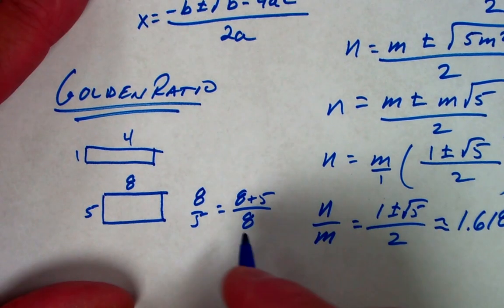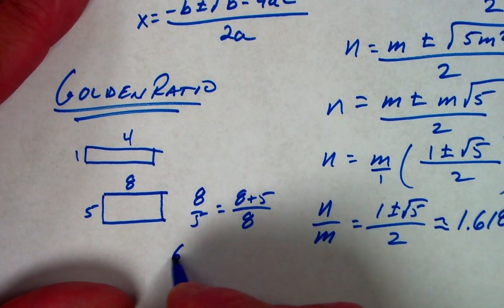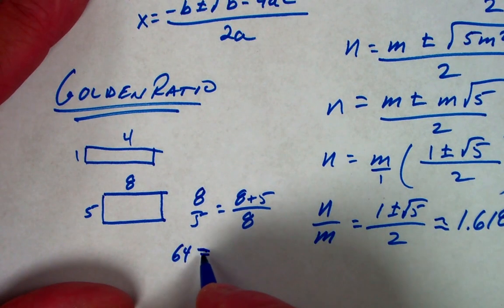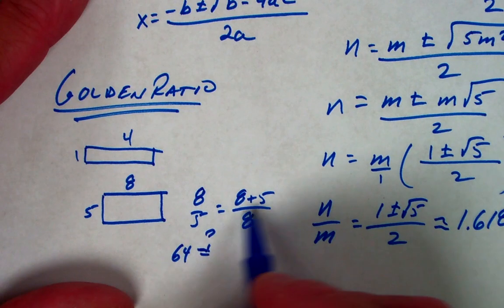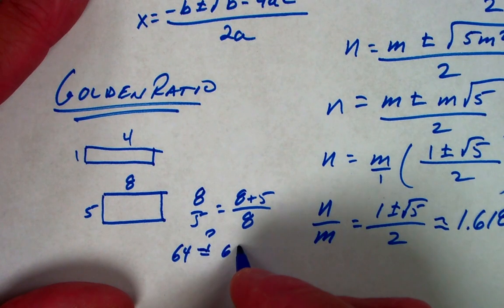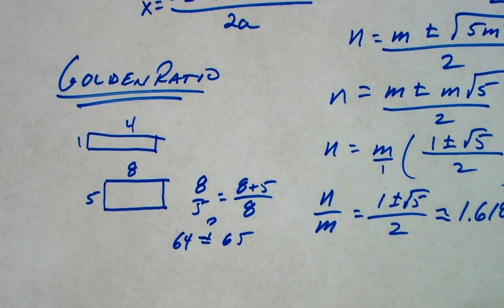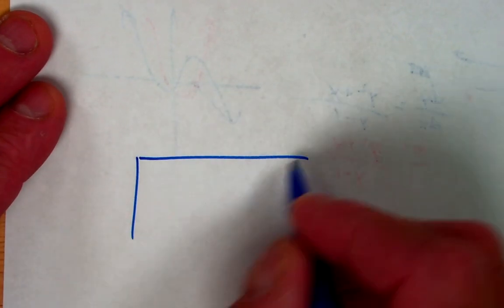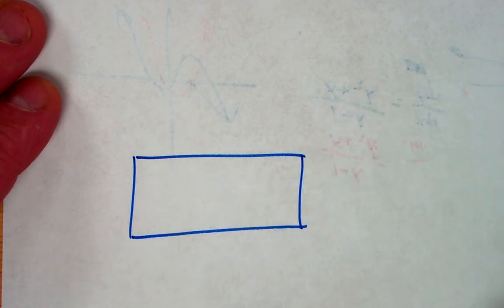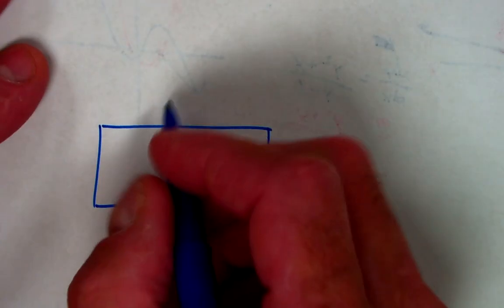And let's see how accurate this is in this case. 64, is it equal to 13 times 5? 65. Yeah, that's a pretty attractive rectangle. That's what they decided. Okay? And so if we would take a look at a different one, I'm just going to come up with some numbers out of the blue.